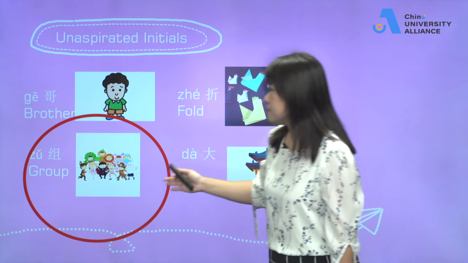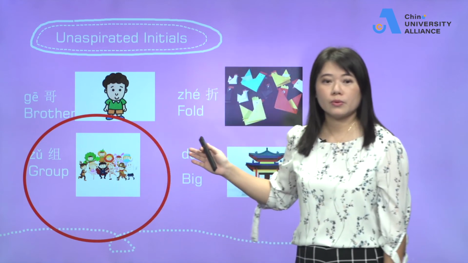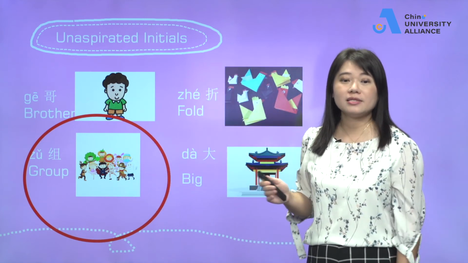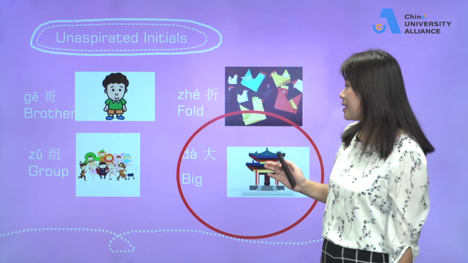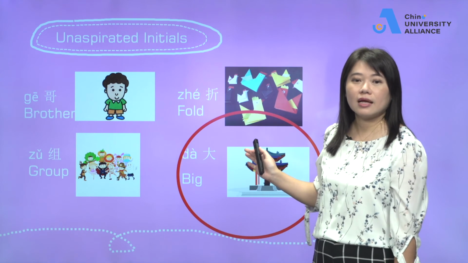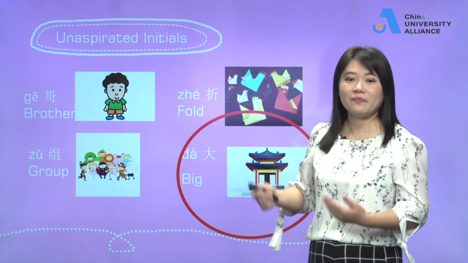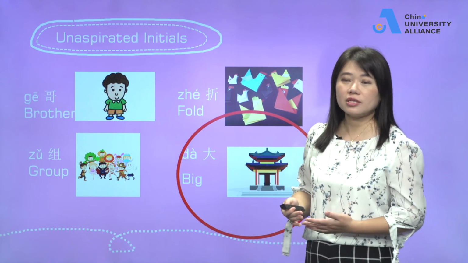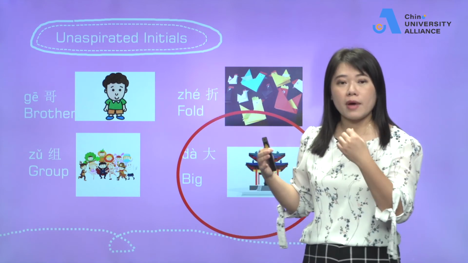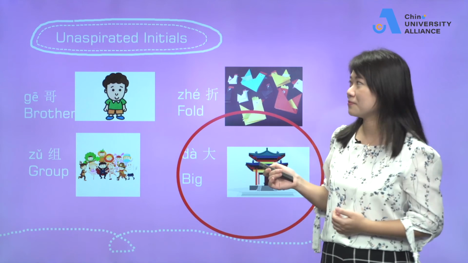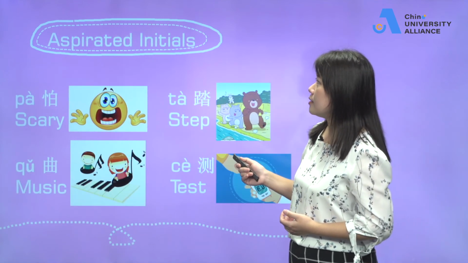And the third one, zu, it means group in Chinese. And the last one, da, it means big in Chinese. So actually, you found that all these syllables have no air coming out from your mouth when you try to pronounce them. Okay?